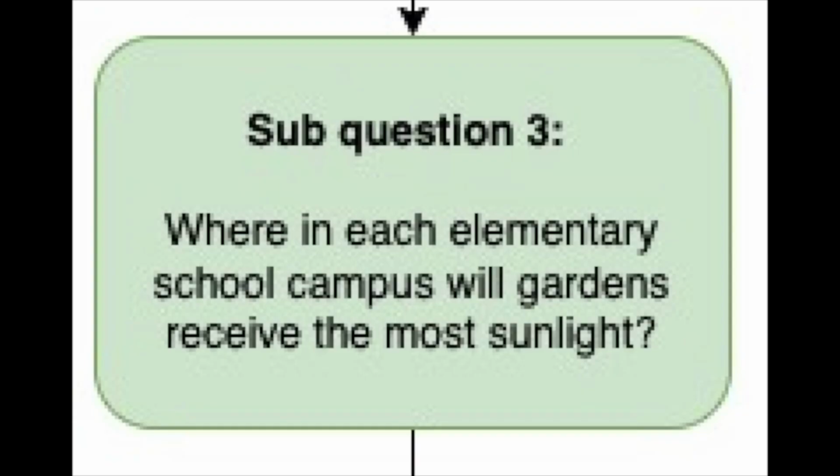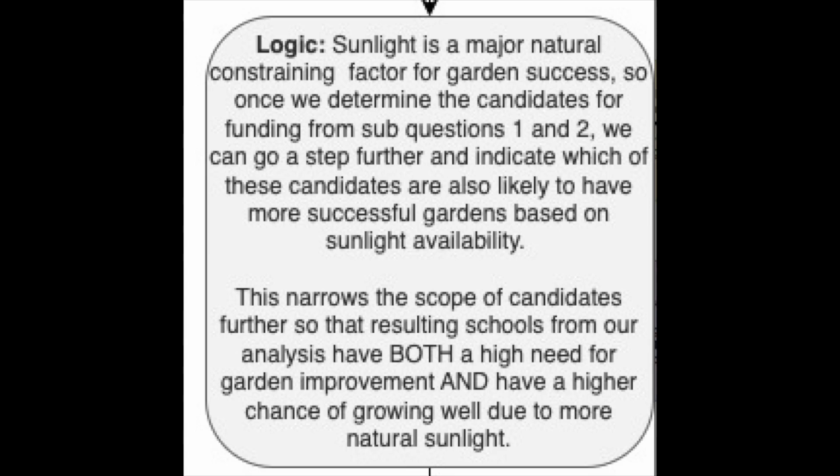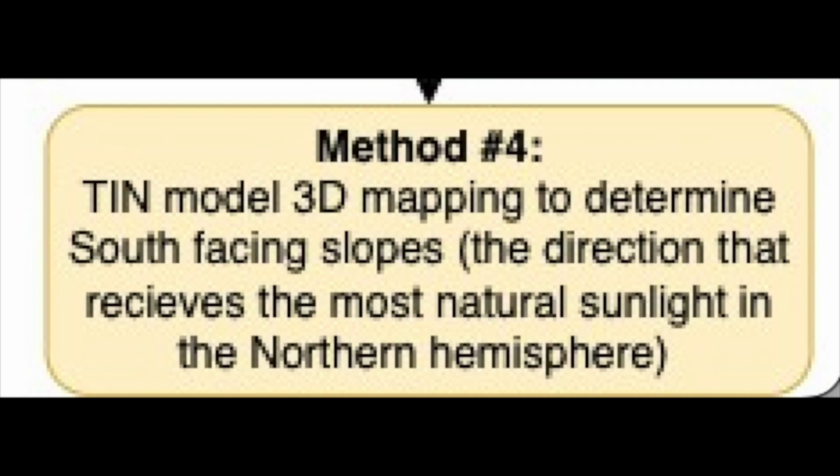To further support these candidates, we decided to create a third sub-question, where in each elementary school campus will gardens receive the most sunlight? Our logic is that you'd want to fund schools with a high need for funding and a high potential for garden success. The first 2 sub-questions inform need, but this third sub-question informs potential for garden success. This is because sufficient sunlight is a major constraint for plant growth. South-facing slopes receive the most sunlight, so we can use TIN modeling for this sub-question.